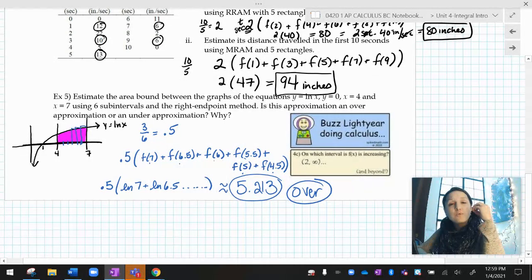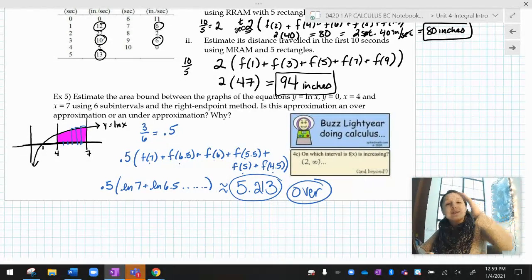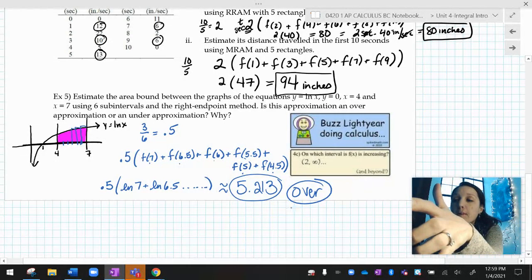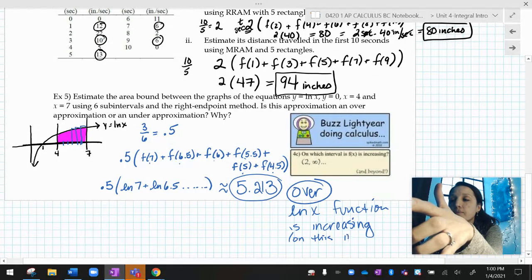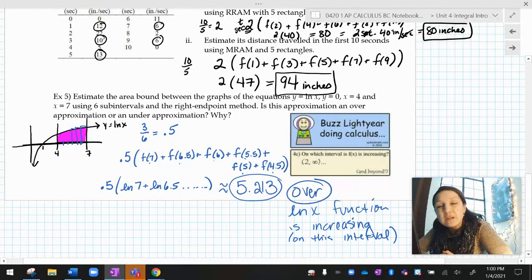But why is it an overestimate? Well, it's an overestimate because the ln function is increasing. And if I'm increasing, then my right endpoint is going to be higher than my left endpoint. So it's an overestimate because the ln function is increasing. Technically, it's because it's increasing on this interval. But technically ln increases everywhere, so you don't really need the parenthetical. Other times you might though, so I'm putting it in there.